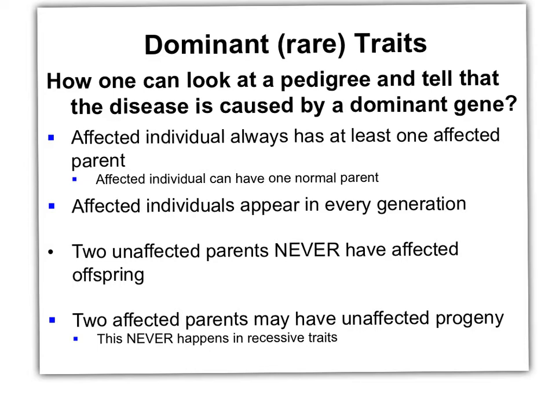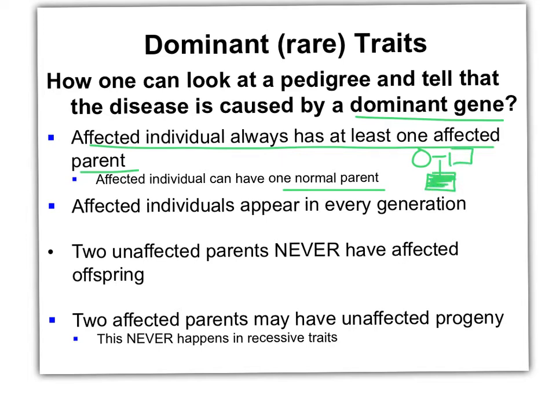So what are we going to look at? We are going to look at how you know it's caused by a dominant gene. The affected individual always has at least one affected parent. You can have one normal parent, but has to have at least one affected. So that means you can't ever have this. We talked about this in that last tutorial. If it's a dominant trait, no, not dom. If you see that, can't be a dominant trait.